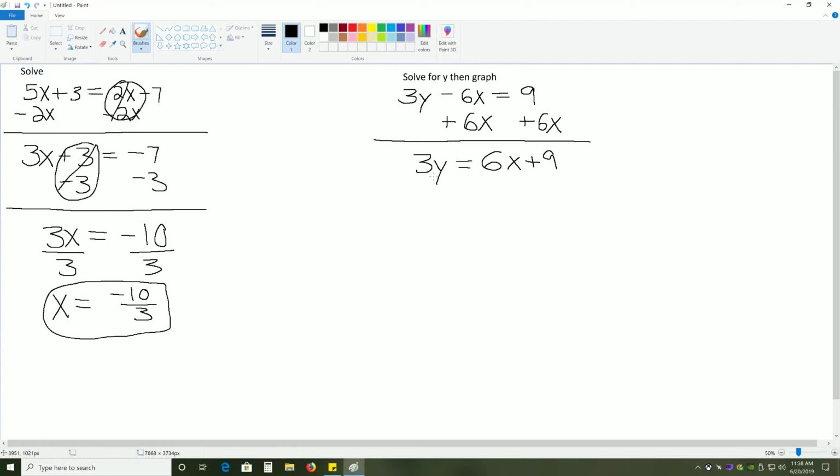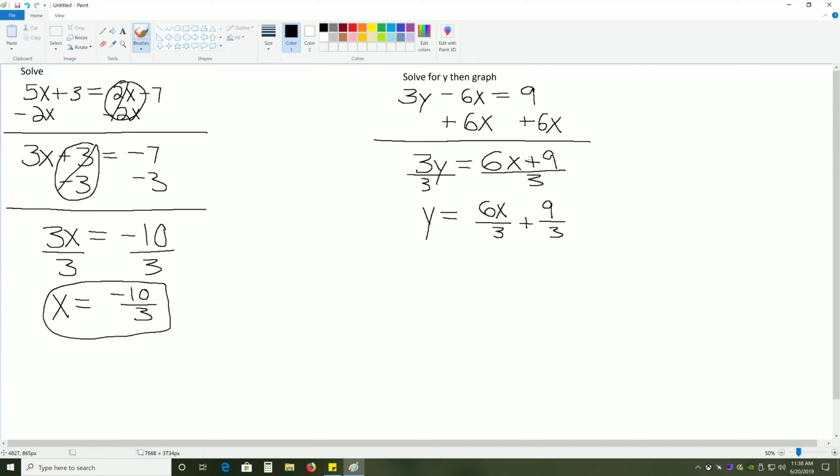Now from here, the y is nearly by itself, but we still have a 3 in front of it. And just like in the last problem, whenever you're multiplying a number to your variable, in order to get rid of that number, you divide each side of your equation by that number, which gives us y equals 6x plus 9 over 3, which is the same thing as 6x over 3 plus 9 over 3.